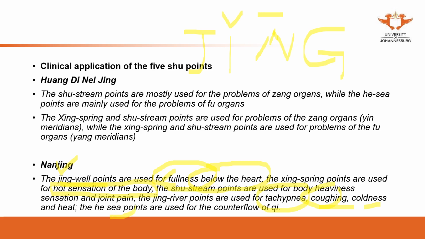The He-sea points can be used for counterflow of qi. With the counterflow of qi, the patient may also present with coughing, tachycardia, nausea, and vomiting. So you will see that these relate to some functions of the large intestine.